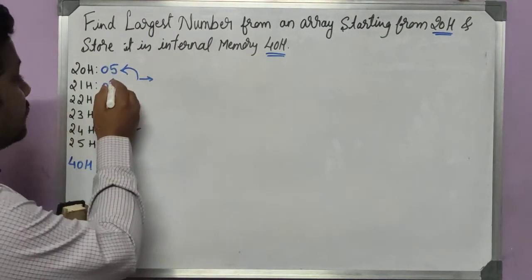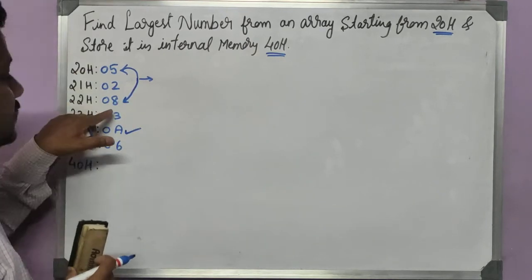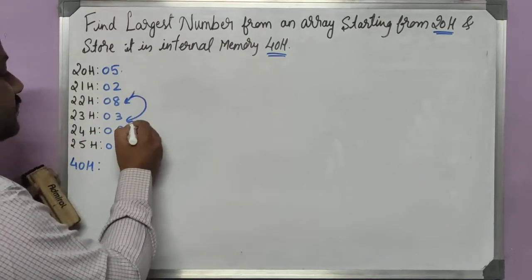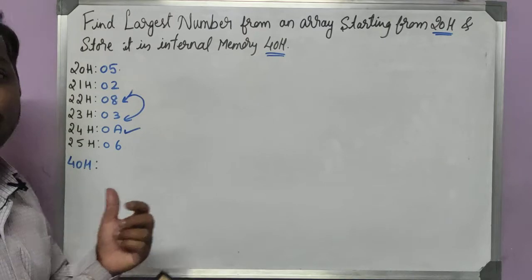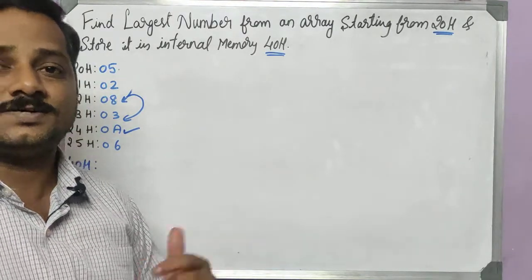Now which is the largest here? 5. So that 5 will be compared with the next number. Now among these two, this is the largest, so we forget 5. Then I will take 8 and compare it with 3. So this is how we need to work. We have to compare two digits and identify which is larger and which is smaller.